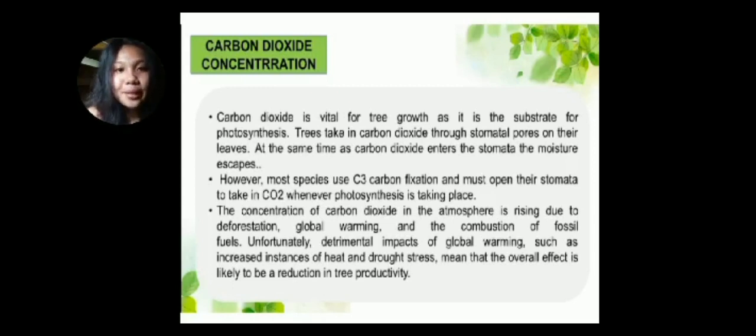is taking place. The concentration of carbon dioxide in the atmosphere is rising due to deforestation, global warming, and combustion of fossil fuels. Unfortunately, detrimental impacts of global warming, such as increased instances of heat and drought stress, mean that the overall effect is likely to be a reduction in tree productivity.